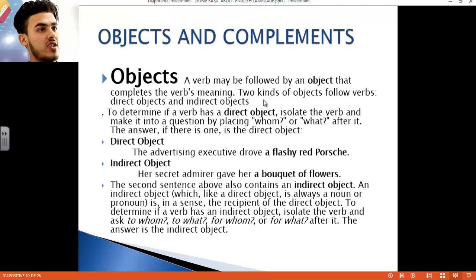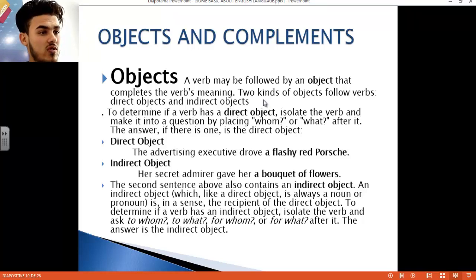Let's talk about objects and complements. Objects. A verb may be followed by an object that completes the verb's meaning. 2 kinds of object follow verbs. We have direct object and we have indirect object. So the difference here between direct and indirect object is that the direct object is directly related to the verb, while with the indirect object you will have an object, then you will have the indirect object. So it is not related directly to the verb.